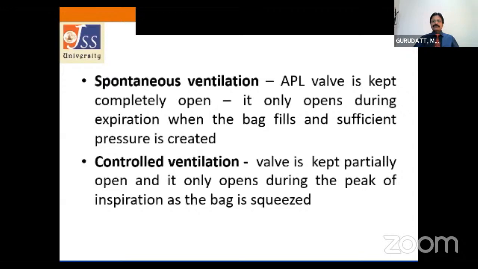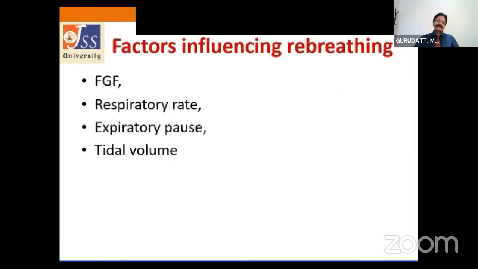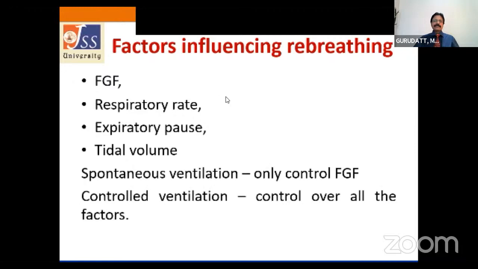So another thing is about some of the factors which can influence rebreathing. That also we have to know about. These are factors like fresh gas flow, how much we keep, the respiratory rate of the patient, expiratory pause, and tidal volume. So when you leave the patient on spontaneous ventilation, we have no control over the respiratory rate, expiratory pause, or the tidal volume. We can only control the fresh gas flow. Whereas when we actually go in for controlled ventilation, we can control all the 4 things. We can control the respiratory rate, expiratory pause, the tidal volume, and fresh gas flow, so that definitely we can alter the amount of fresh gas flow that is required during controlled ventilation.